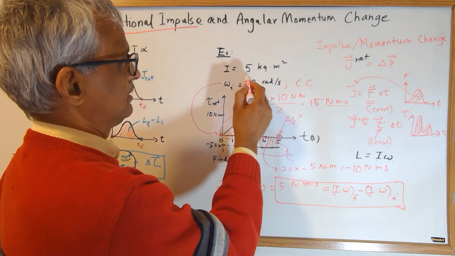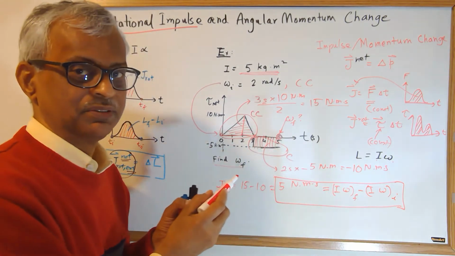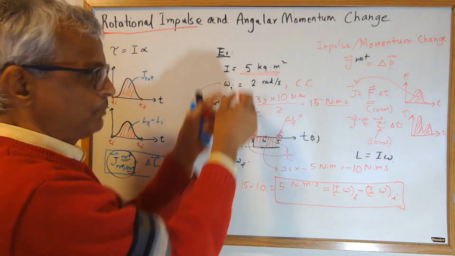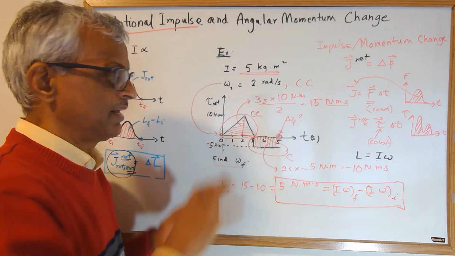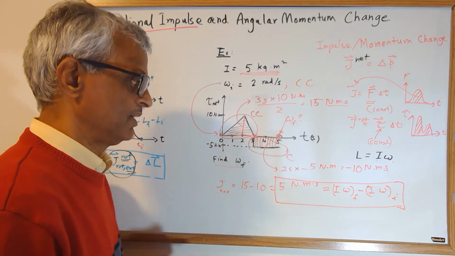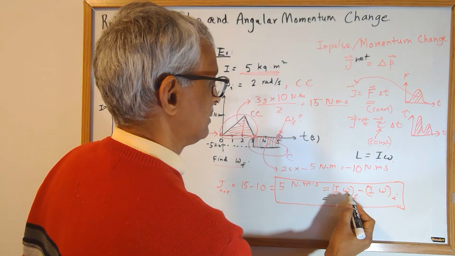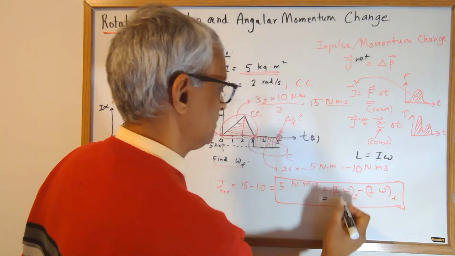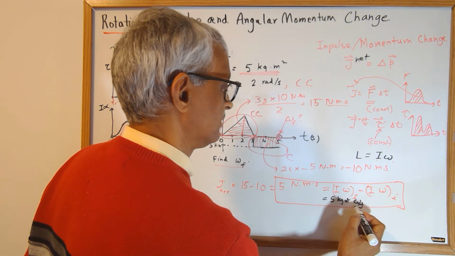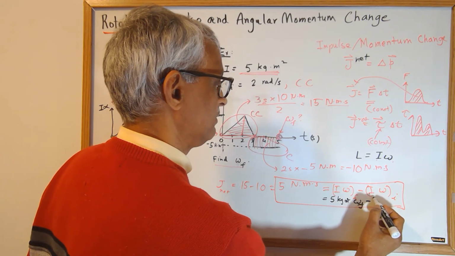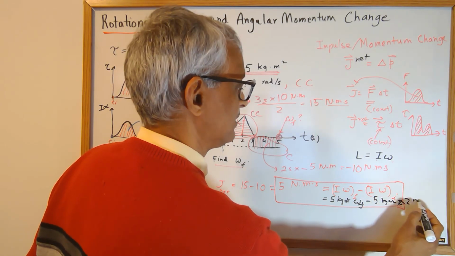Well, I has not changed during this time. If it changed, I'd have to use different I's for different times, okay? But in my problem here, I appears to be fixed. It's a rigid body, okay? If you are a human body or some other things, it will be changing. Now, this equation tells me about I and omega f. So omega f is unknown. I is 5 kilogram meter square, omega f, minus this is 5 kilogram meter square times omega i, which is 2 radian per second.